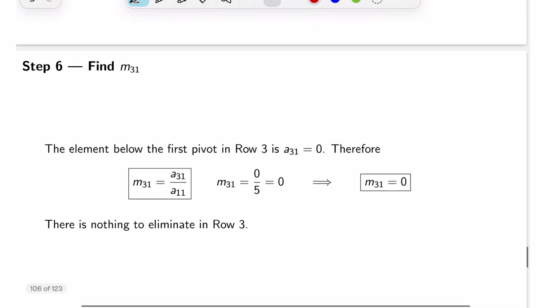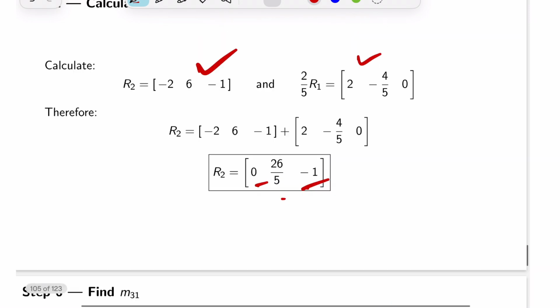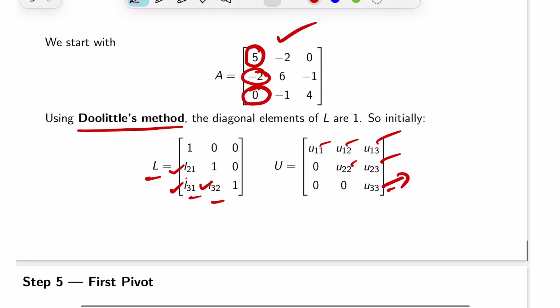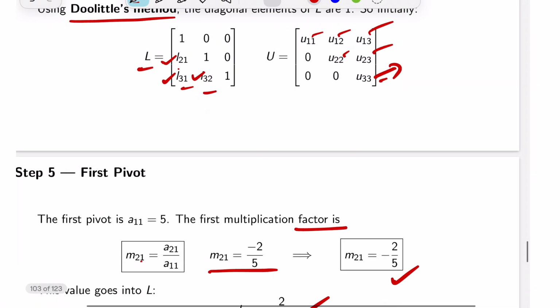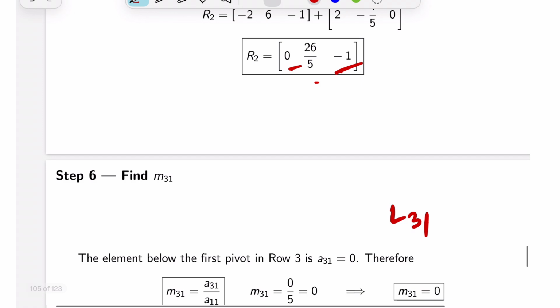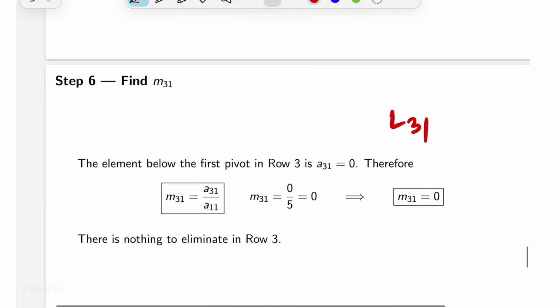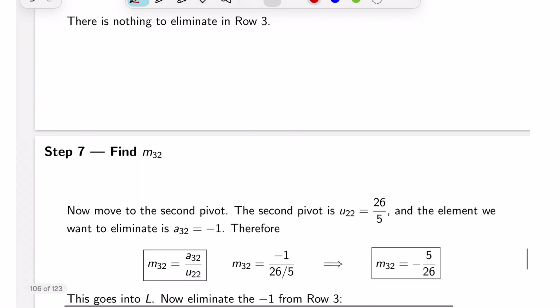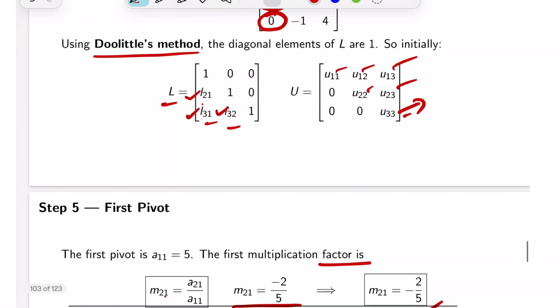Next we have to find M31, which means L31. You can see here that this element is already 0, so we don't have to do that. But if we go for that procedure, the multiplication factor will be A31 by A11. A31 is 0, so L31 is nothing but 0. Now next, here we have to do the operation.